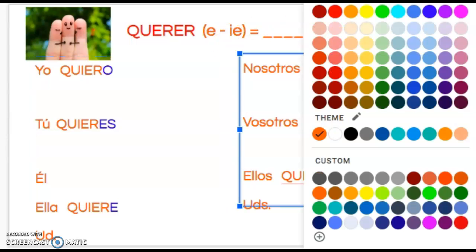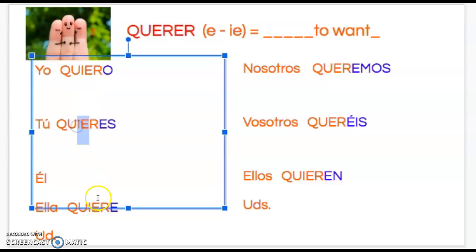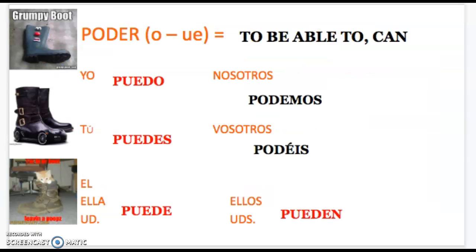Remember, nosotros always has a mos with it, so it's an ER verb, so E-M-O-S, queremos. Vosotros, E-I-S, queréis. And my last one, quieren. So as you can see, I did two things. I added my stem inside the boot. There it is, my IE. And outside the boot, there's no change. And then I added my conjugation ending. So it's two parts.